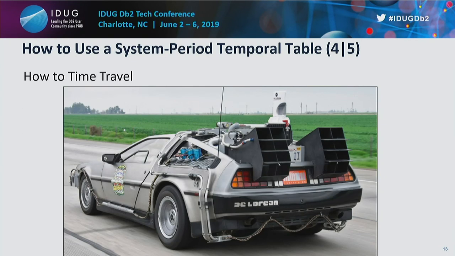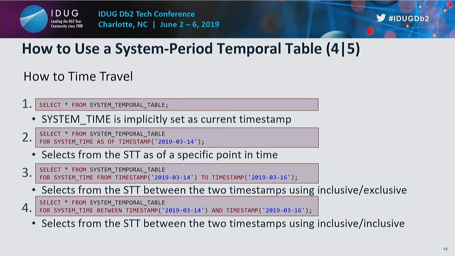Again, how to time travel, besides going 88 miles an hour in a DeLorean. There are five basic ways to navigate through your system period temporal table. You can do a basic select star from your table, and DB2 will implicitly set the system time as the current timestamp. You could also set the system time as of a timestamp and put a date in there, so it will get the data as of that point in time.